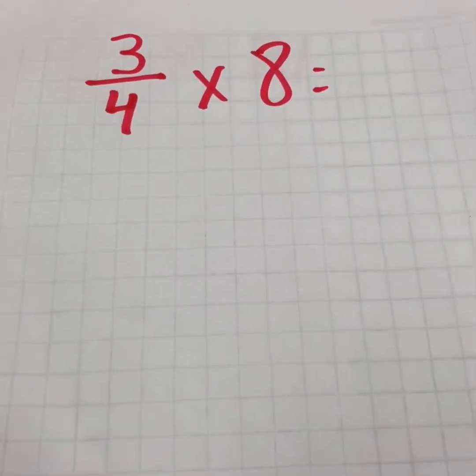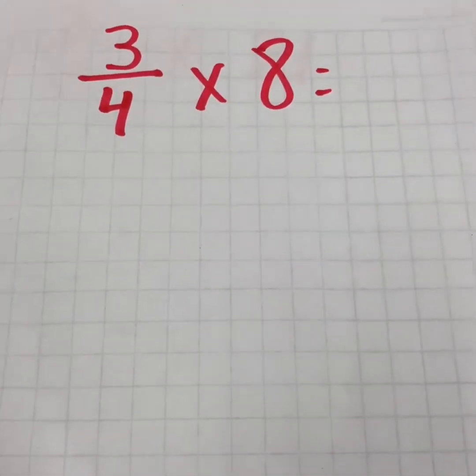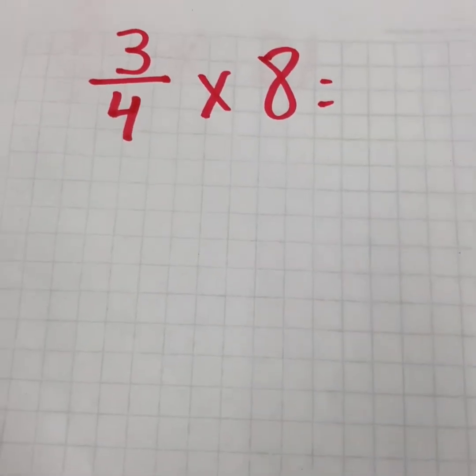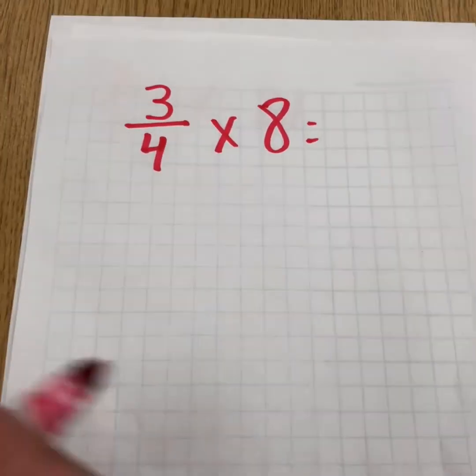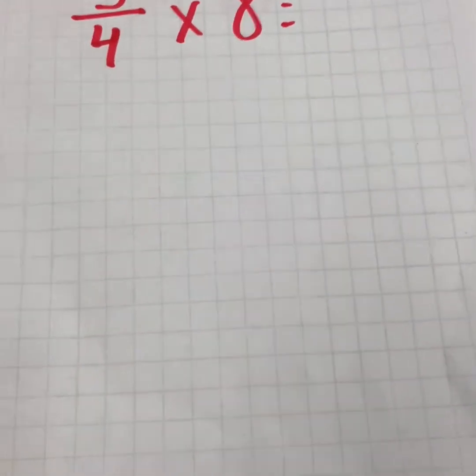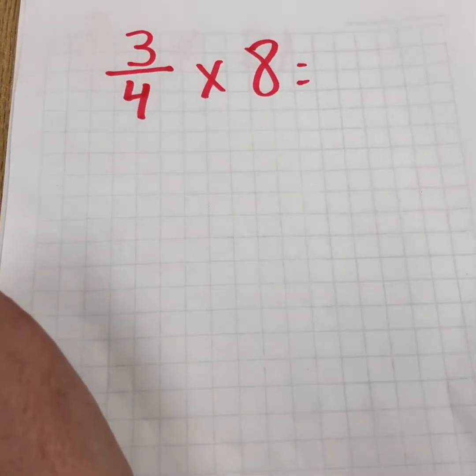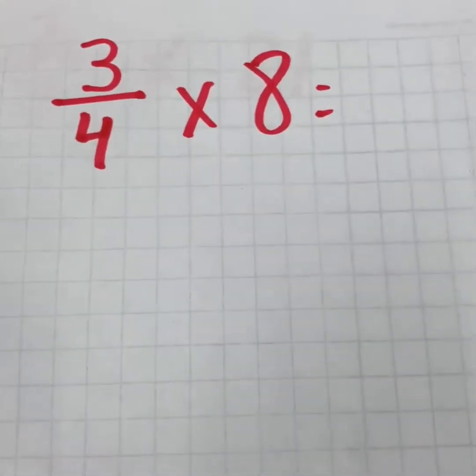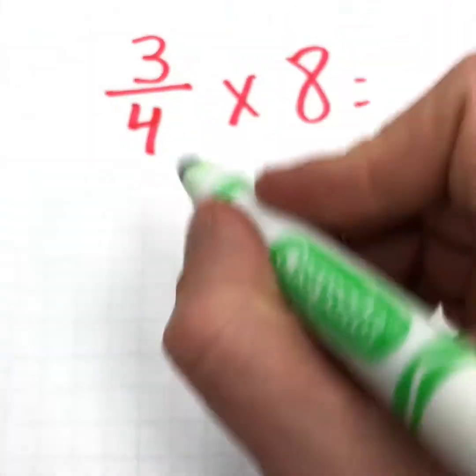Okay, David, we're going to do a quick review of multiplying fractions. Now, there's so many ways to think about when you multiply a fraction. 3/4 times 8, you can go back to regular multiplication and you can think of it as skip counting.